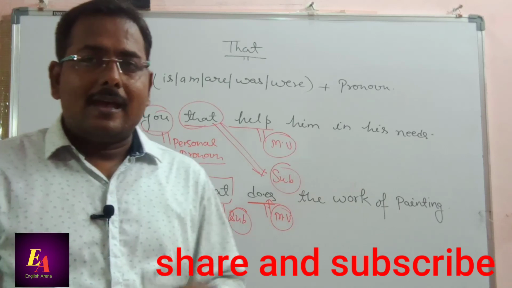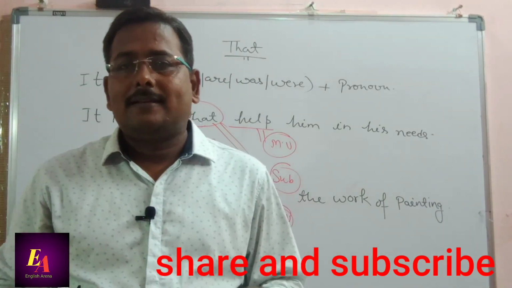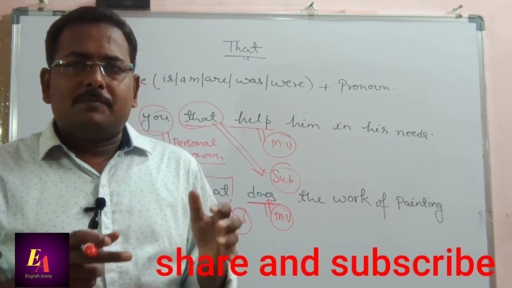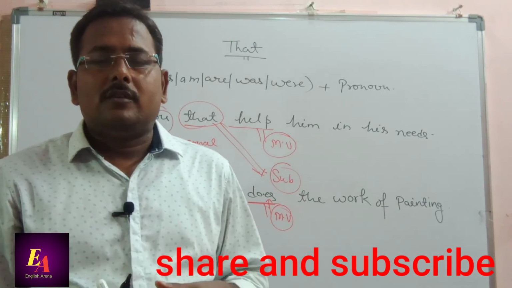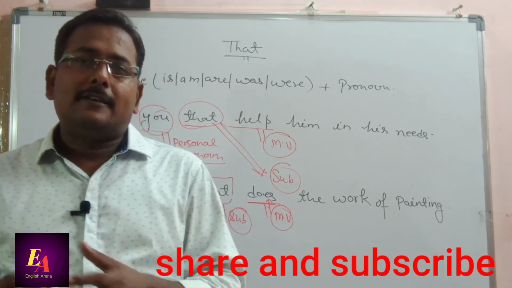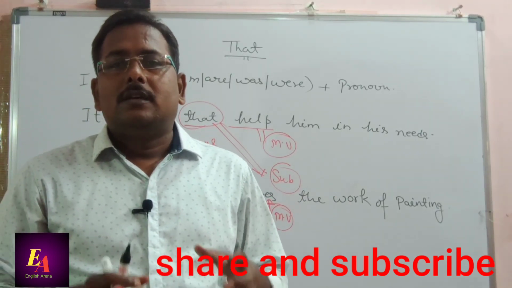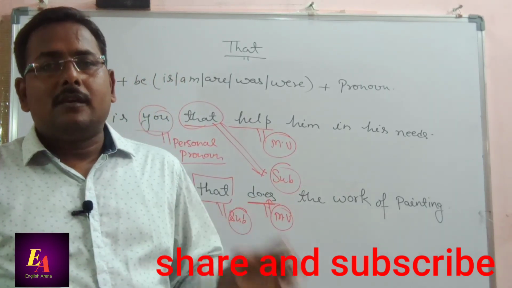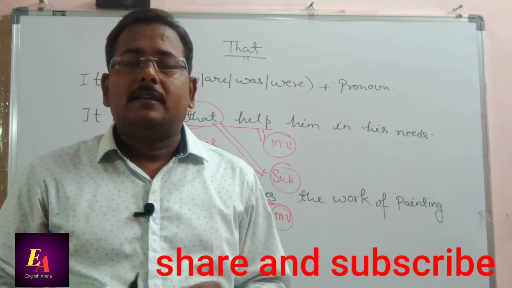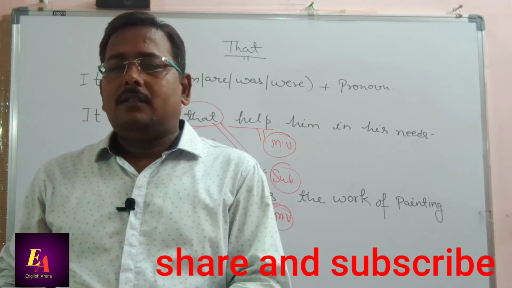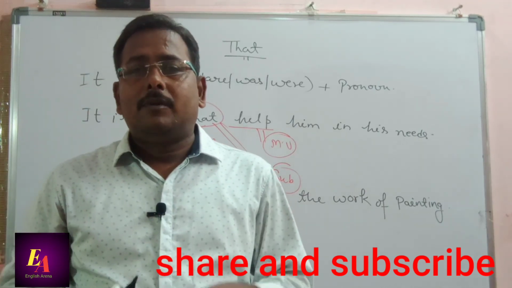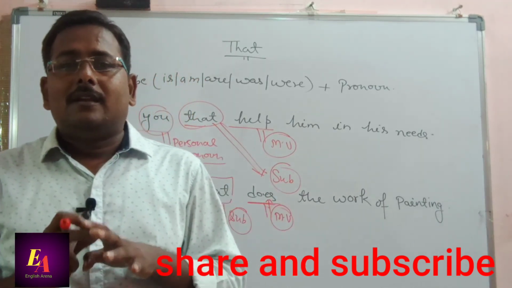And the last one I want to tell you is that relative pronoun that cannot be used in possessive case. If it is very necessary to use the possessive case of that, we can use whose and of which according to the antecedent of the sentence. It means if there are human beings, at that time we can use whose in place of that, and if there are non-living things or any animals, at that time we can use of which in place of that, because there is no possessive form of relative pronoun that.